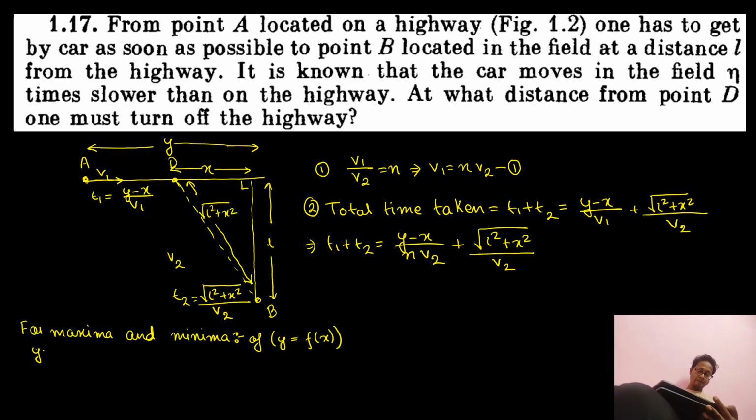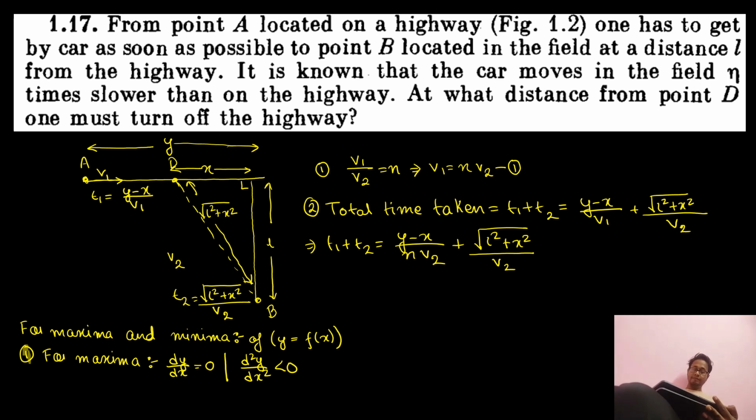So for maxima, there are two conditions. The first condition is dy by dx is equal to 0, and the second condition is d square y by dx square is less than 0. Since this is a double derivative, we do not go this far in physics.